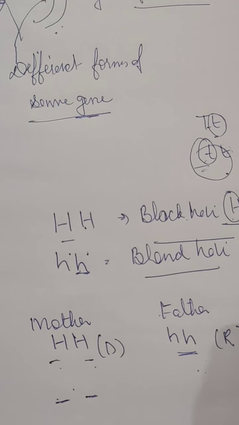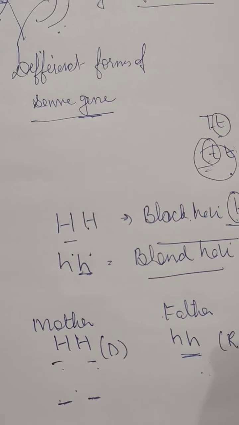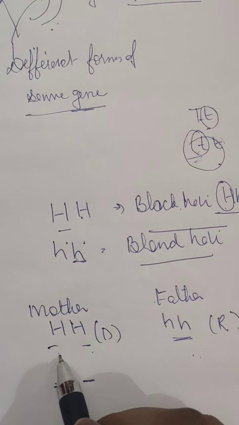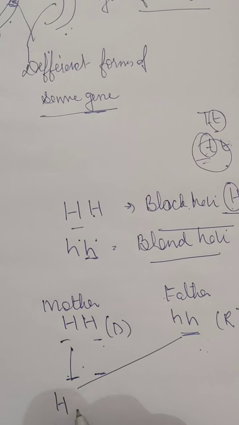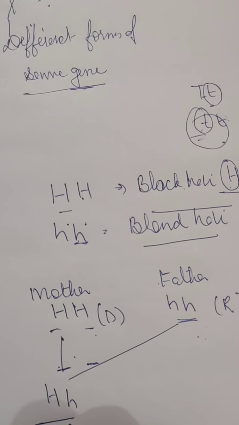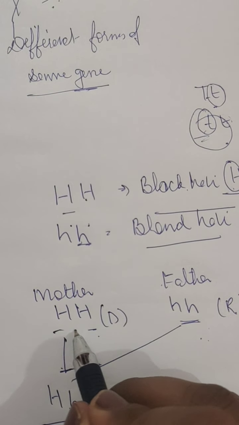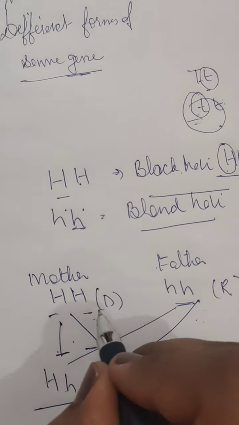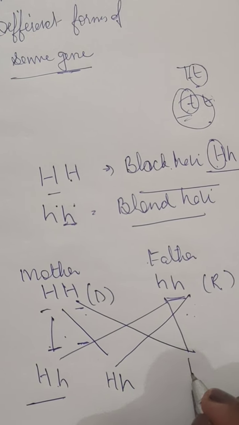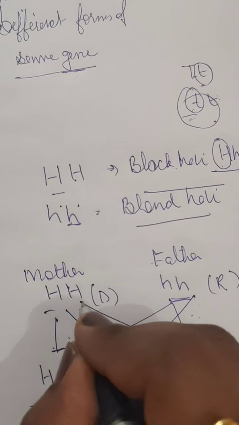Now during the process of reproduction, the mother transmits one of the dominant genes, and this gene will be transmitted. So if it will be Hh, it will be black hair. If it will be H and h again, it will be black hair. This again will be black hair.